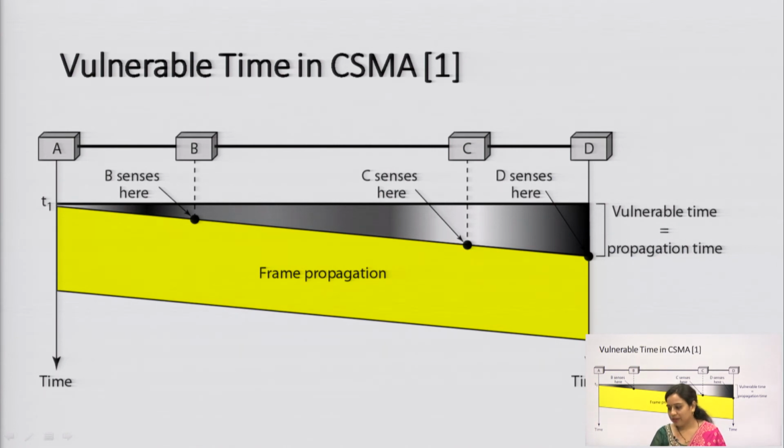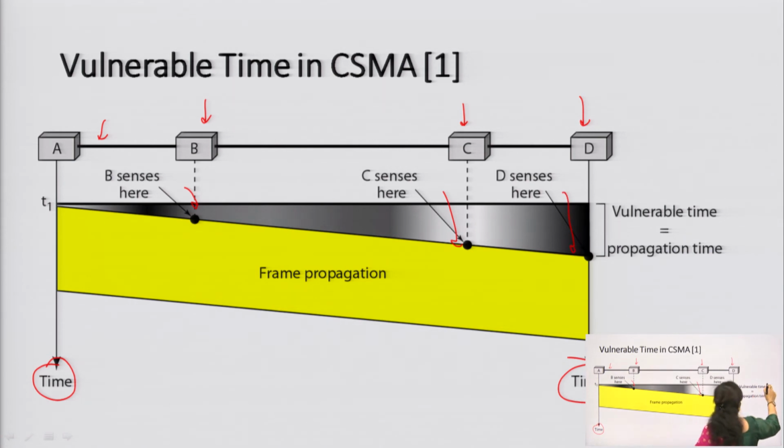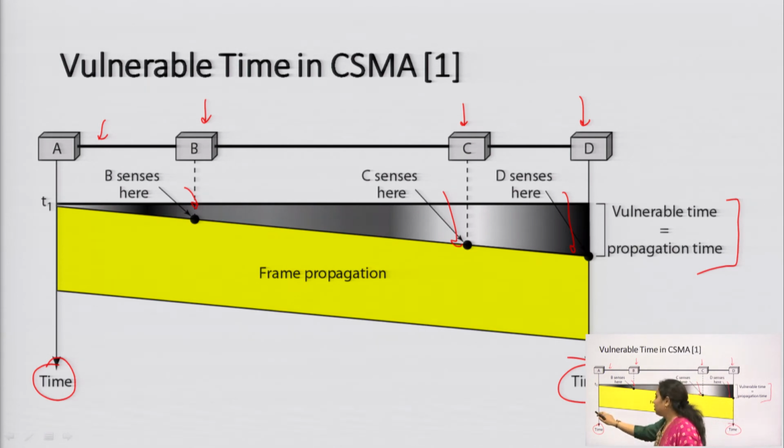Now, next is the vulnerable time in CSMA. It is also shown over here. This is station A, this is B, this is C and D. So, 4 stations are there which have their time axis written over here. Then B senses the data over here and C senses here, D senses here. So, this is one reliable time which is equal to the propagation time. This is frame propagation. Frame propagation means the data will be transmitted from station A to station D.